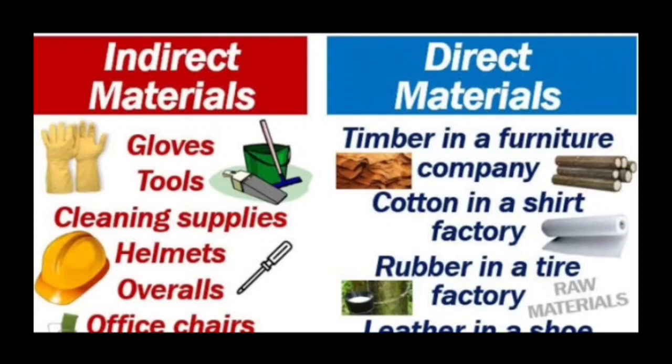Then indirect material. Indirect material involves all those items which are not directly traceable to your product but are necessary to produce the product. So gloves, cleaning supplies, helmets, and chairs are all items which are necessary to produce a product but are not traceable in your item or in your goods.